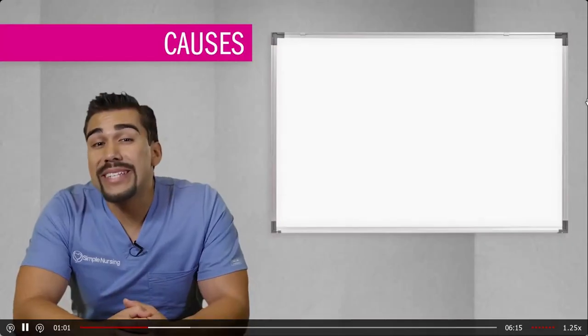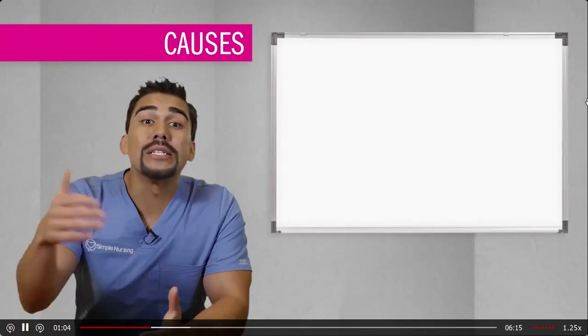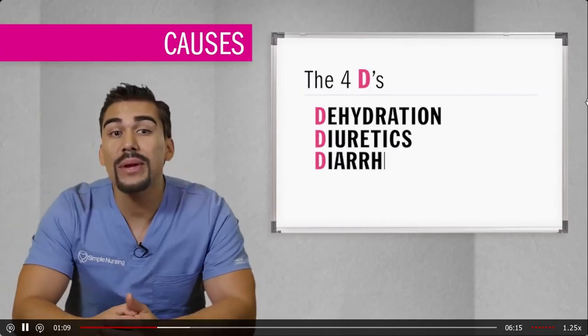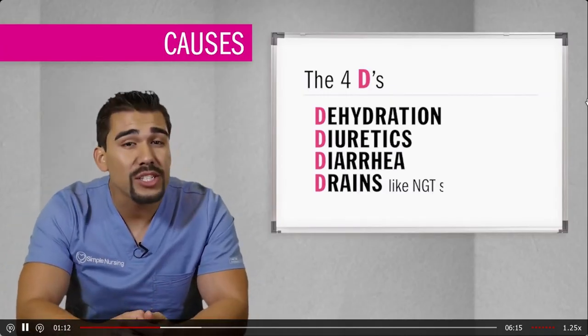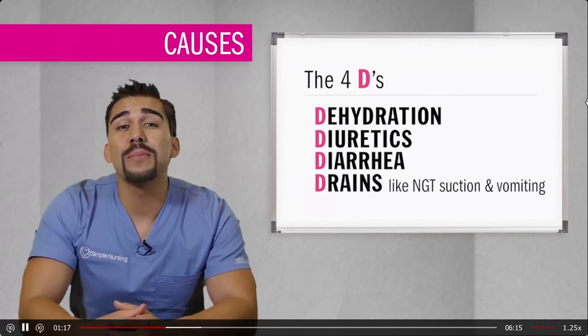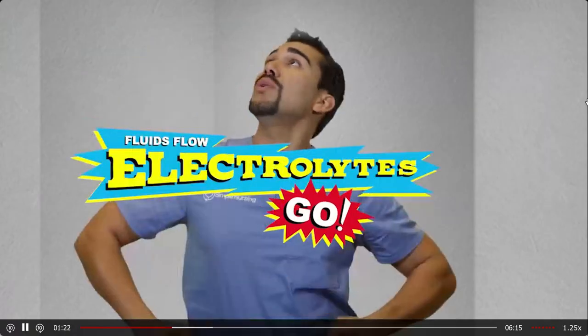Main causes that drain potassium from the body and dump them into the potty. Well, we use the 4 Ds: dehydration, diuretics, diarrhea, and drains like NG tube suctioning and vomiting basically does the same thing. Simply, all major fluids that leave your body have electrolytes, because where fluids flow, electrolytes go! The simplest way to remember low potassium causes is using our acronym GOT SHOT.